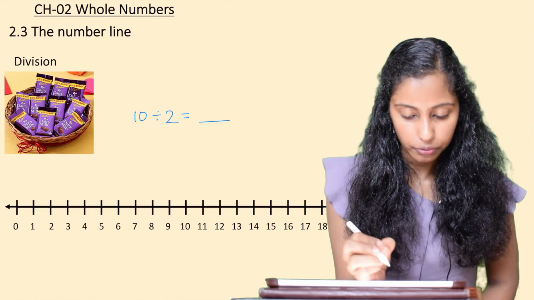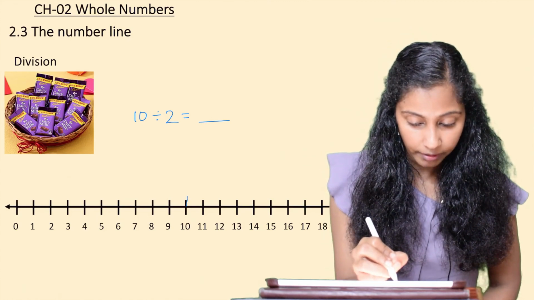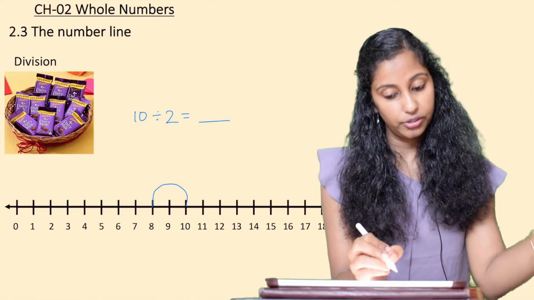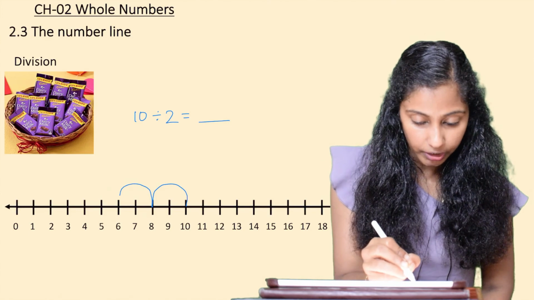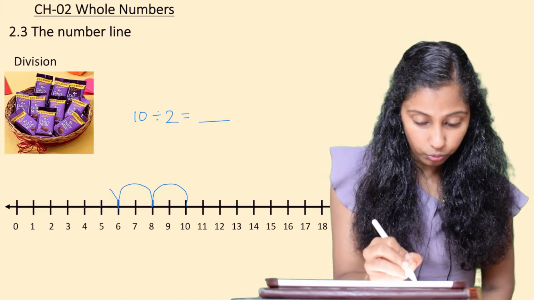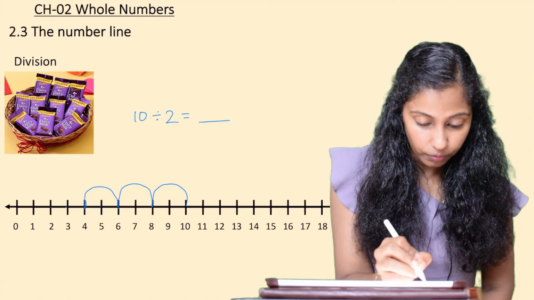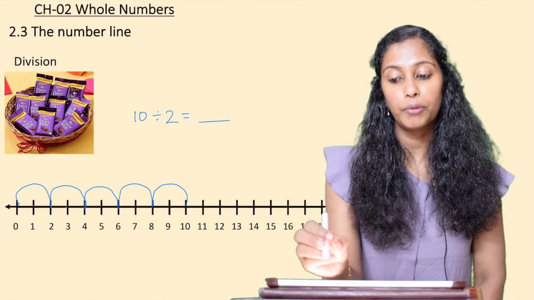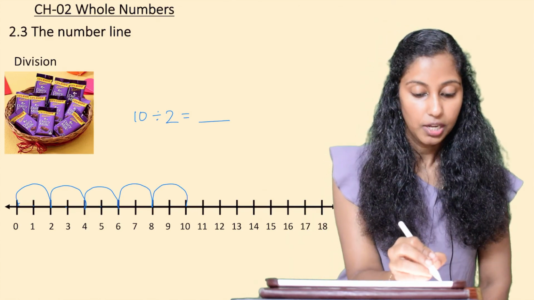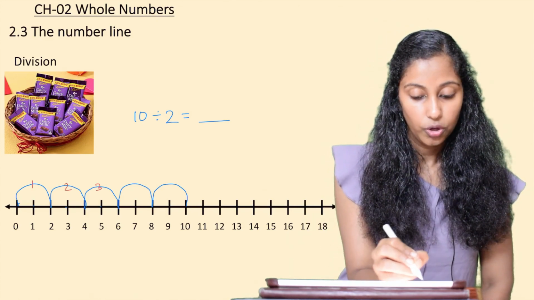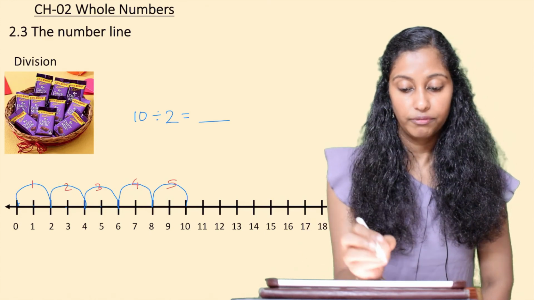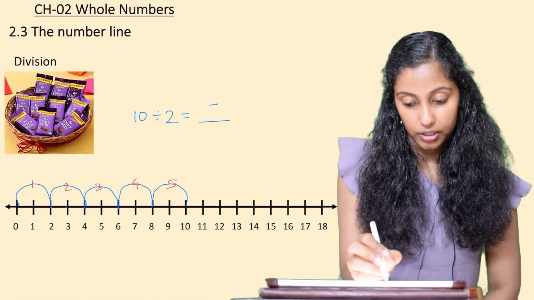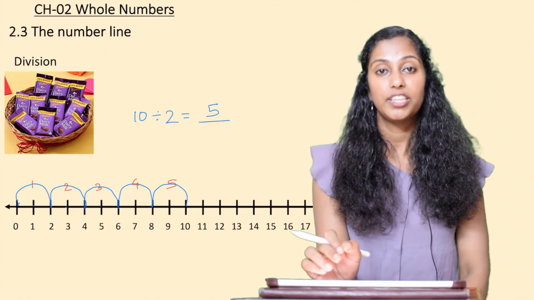So what we are going to do is, we are going to start from 10 and we are going to jump in intervals of 2 till we reach 0. So 1 jump, then interval of 2, 1, 2, that is 8, again 1, 2, that is 6, again 1, 2, that is 4, again 1, 2, that is 2, and again 1, 2, that is 0. So we are going to count the number of jumps or leaps: 1, 2, 3, 4, 5. So if 10 chocolates are to be distributed, 2 to each, it can be distributed to 5 teachers.